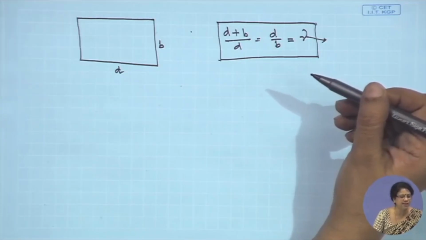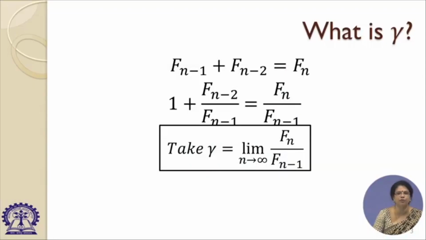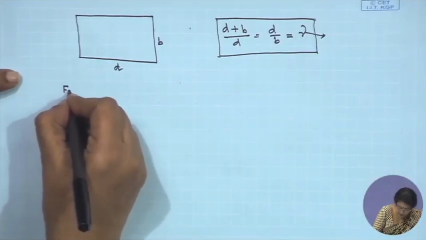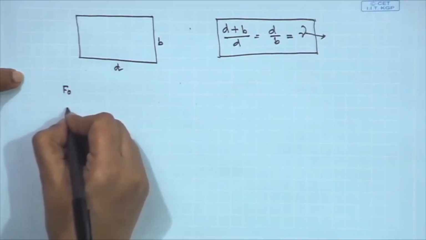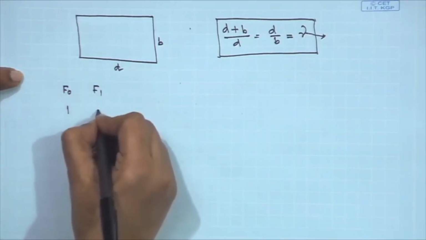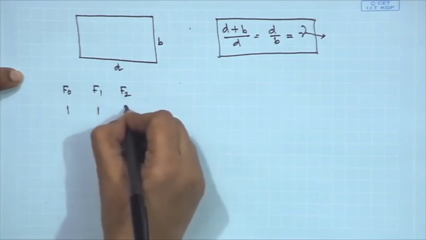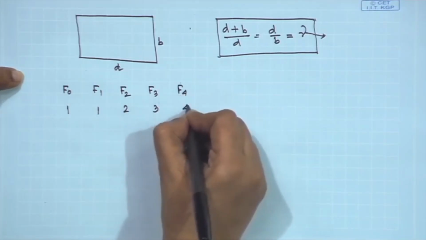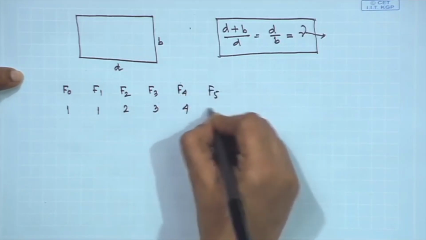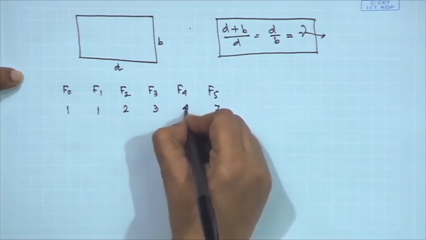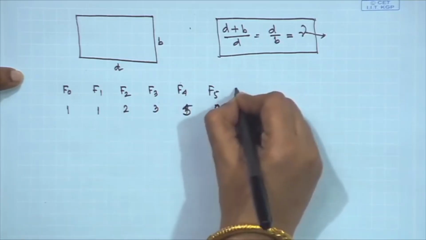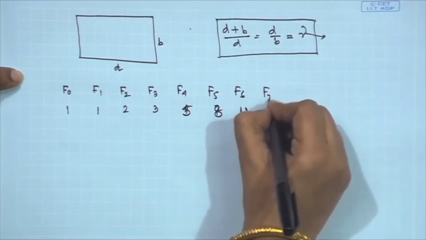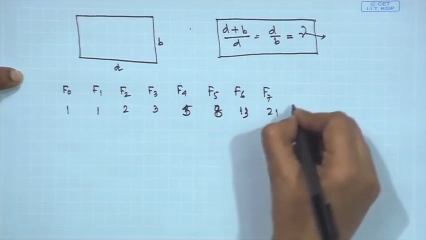Why did we say gamma is equal to limit n tends to infinity of fn by fn minus 1? Because we know it is starting from f0. The value for f0 is 1, f1 is 1, f2 is 2, f3 is 3, f4 is 5, f5 is 8, f6 is 13, f7 is 21, this way it is going.